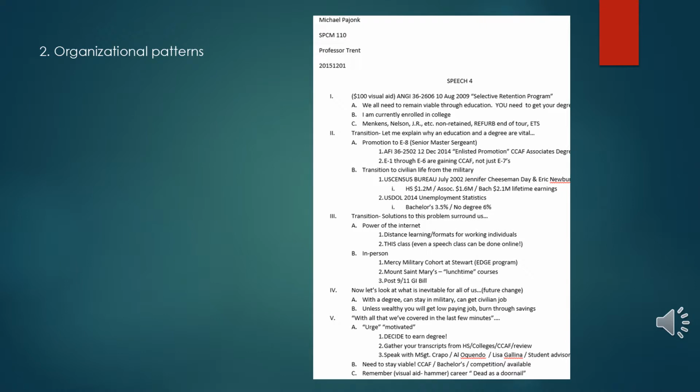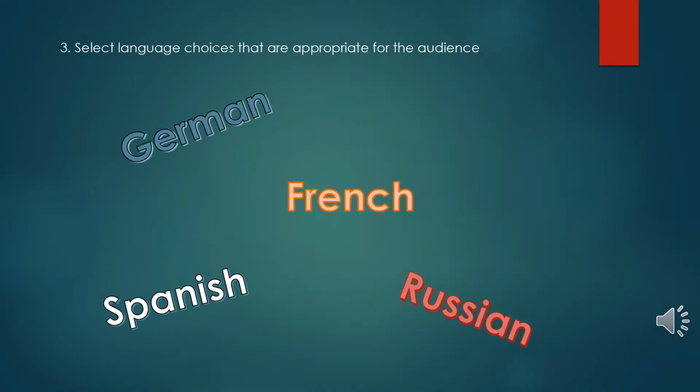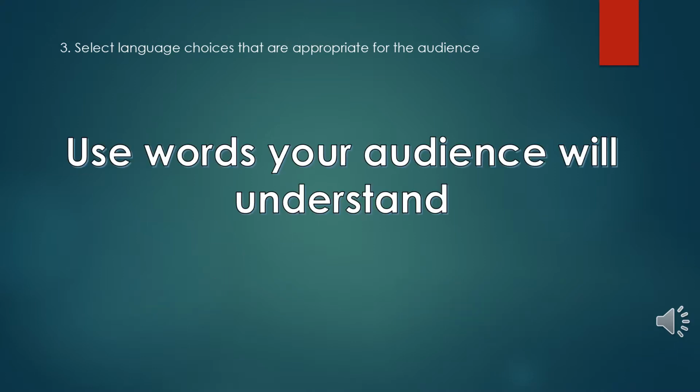Organizational patterns. Creating a good outline allows you to organize your material into a usable fashion that helps you to clearly relate your information to others. Language. Obviously, we want to use standard English as per the oral communication learning outcomes. However, it is just as important to use words you would expect your audience to understand.